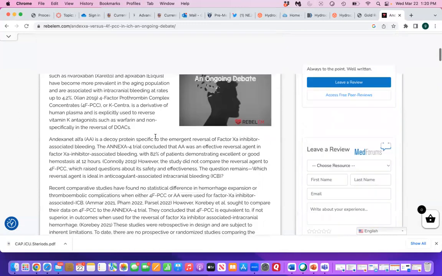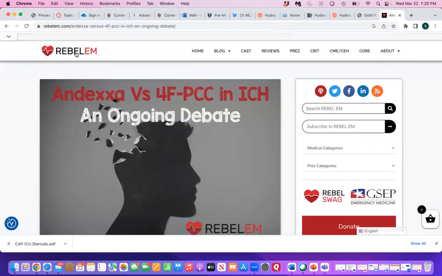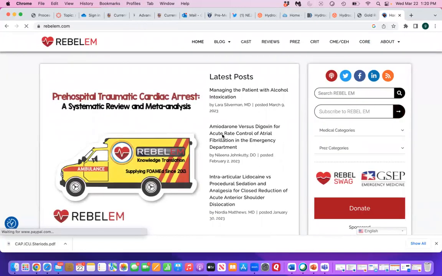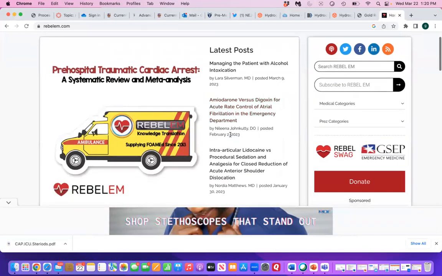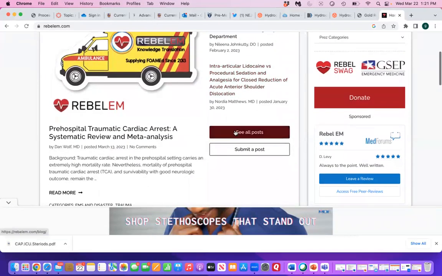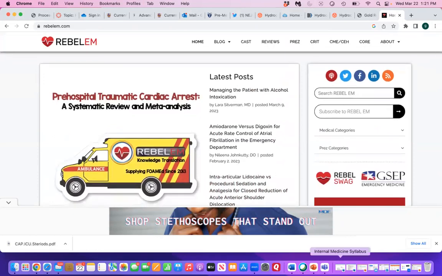And again, if you're not familiar with this, it's great. It's REBEL EM, a lot of good stuff. Look, amiodarone versus diltiazem for acute rate control, all kinds of stuff. I mean, I get so much good information. So see all his posts, but yeah, you need to go through that and you need to appreciate that.